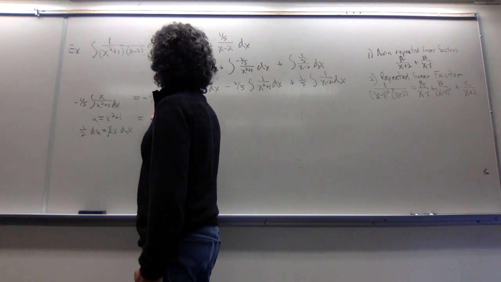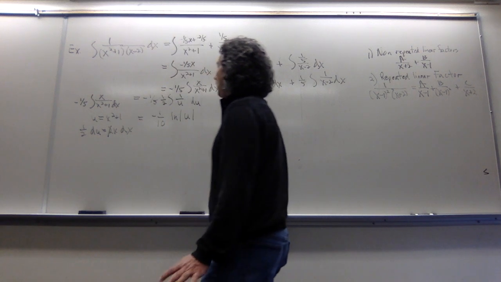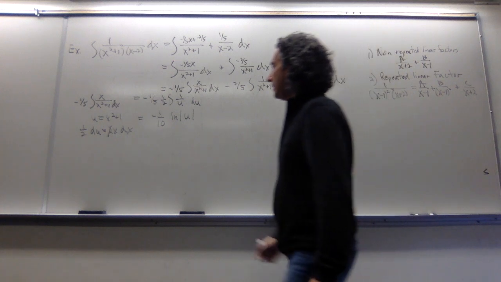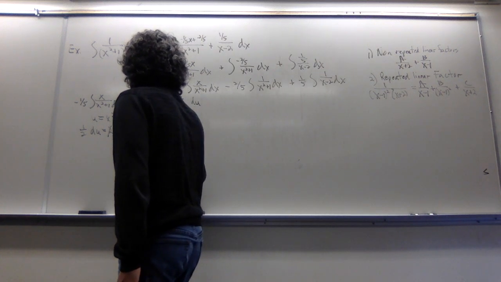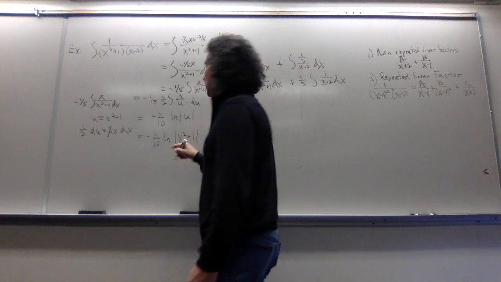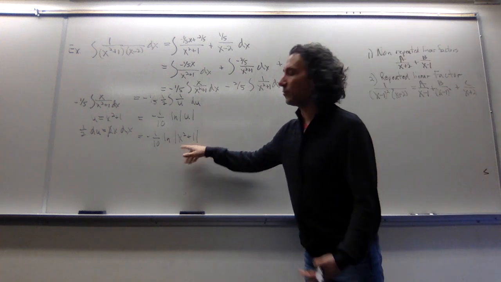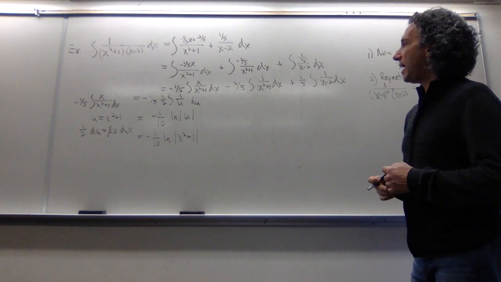So this is the same thing as minus 1/10 ln of the absolute value of u. I'll add the c's in at the end. Or minus 1/10 ln of the absolute value of x squared plus 1. Truth be told, you don't need the absolute value there because x squared plus 1 is at least 1. In other words, it's always positive, so absolute value doesn't do anything.